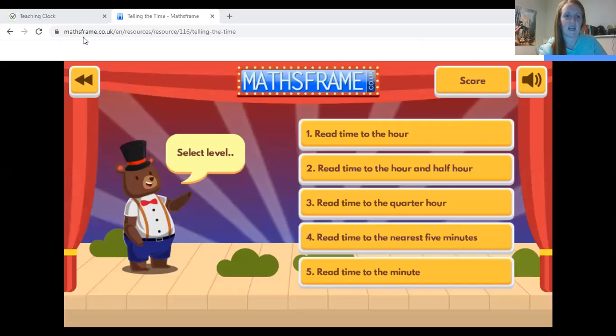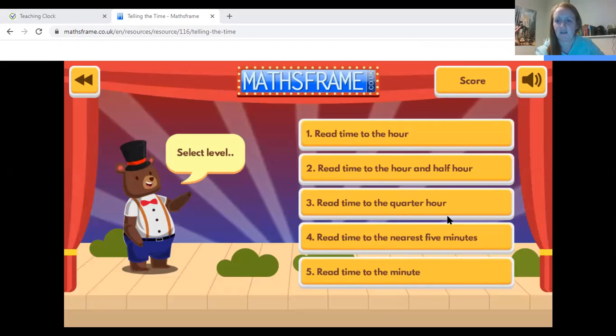So you've got this link here on Maths Frame. It's got a game on it. Now, Maths Frame you have to have a login for. So that is attached on the overview if you need it. So what I would like you to focus on is the read number 4, read time to the nearest 5 minutes. Okay, so I'd like you to have a go at that game.